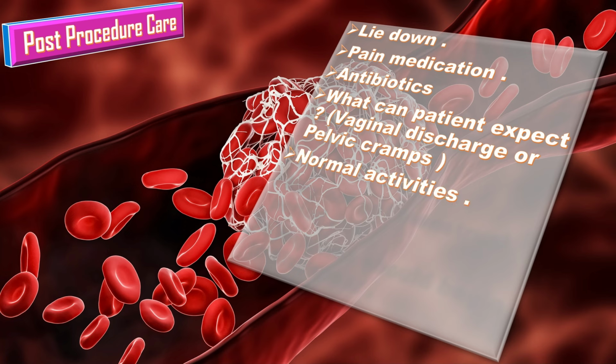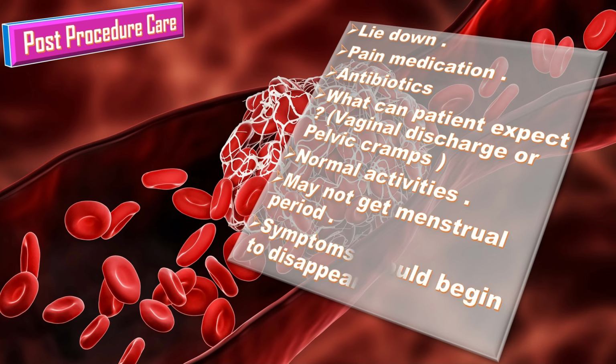Most people can resume normal activities within 1 to 2 weeks after the procedure. The patient may not get her menstrual period for several cycles. In the case of treatment for fibroids, symptoms should begin to disappear in about 1 to 3 weeks.